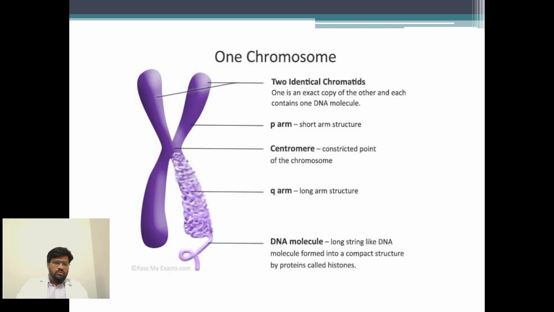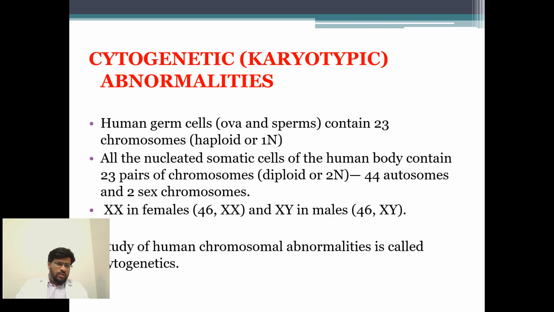There is a chromosome with two identical arms. The shorter arm is called the P arm and the longer arm is called the Q arm, with the central centromere, and each chromatid will have DNA molecules coiled, and this is the basic structure of the chromosome. Human germ cells, that is ova and sperms, contain 23 chromosomes, that is haploid, whereas all nucleated somatic cells have 23 pairs of chromosomes, which we call diploid, with 44 autosomes and two sex chromosomes. Female has double X sex chromosomes, and male has XY chromosomes.